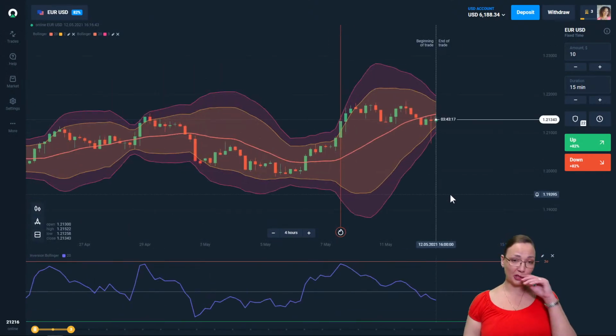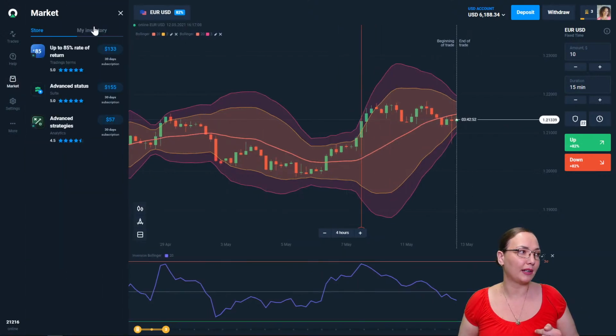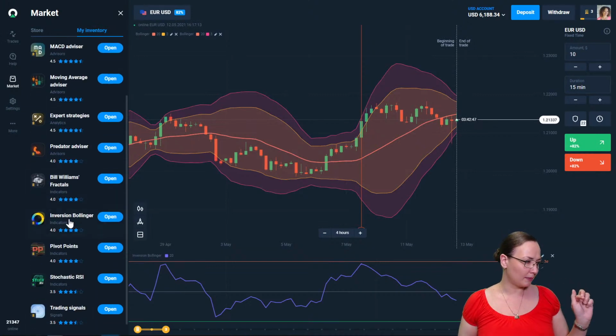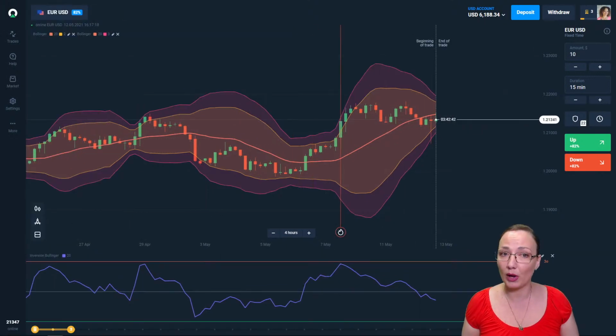So, as I mentioned, it does work in a similar manner, but is displayed as an oscillator. The only thing that I want to mention is that the Inversion Bollinger Band indicator becomes available on level 9 of the Trader's Way on the advanced status. It also becomes available automatically if you upgrade to the expert status. Or the third option is you can purchase it from the market right here. You can go to my inventories. Basically, I do have the expert status, so I do have the Inversion Bollinger, but you can purchase it from the market as well.